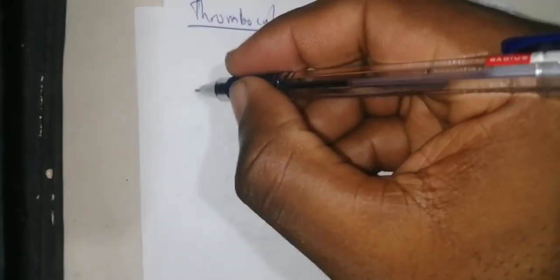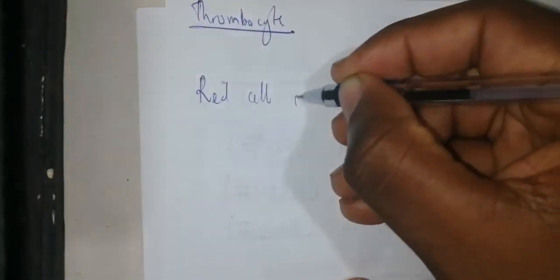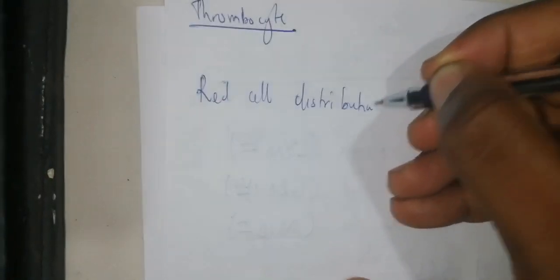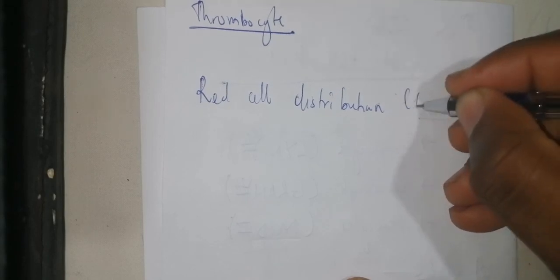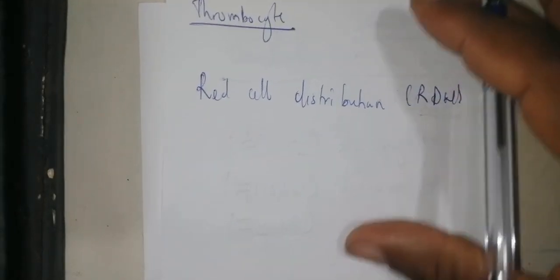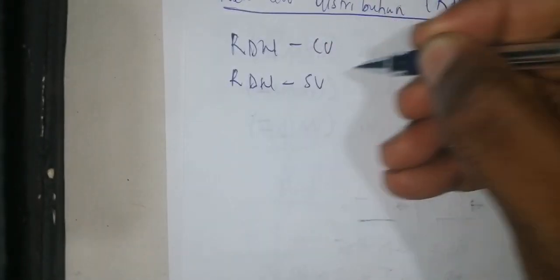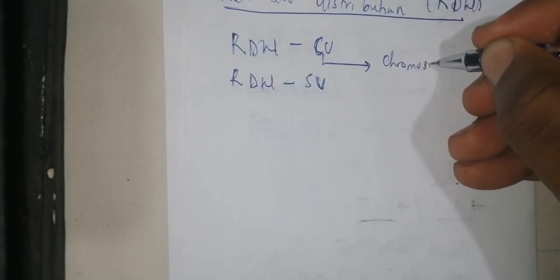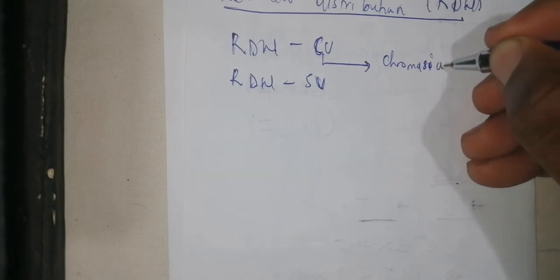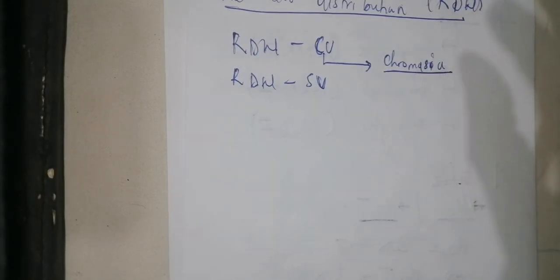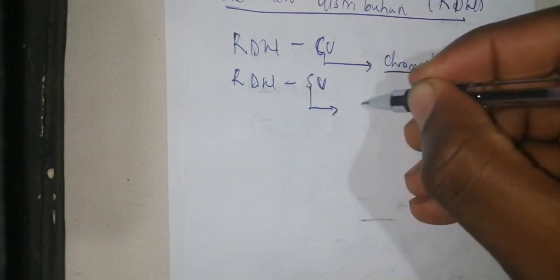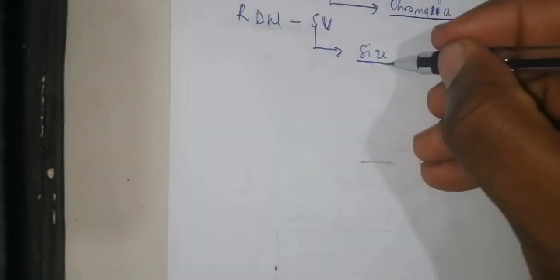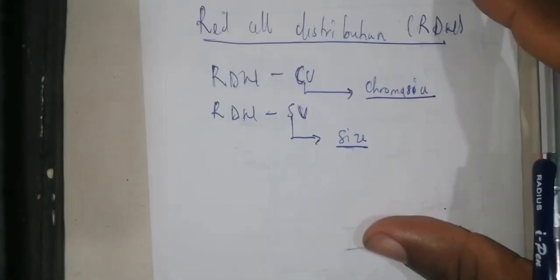After the thrombocytes, you have another part which is called the red cell distribution width, written as RDW. Now there are two: there is RDW-CV and there is RDW-SD. Now C can be guessed to be approximately equal to the chromasia, the colorization of the red blood cell, while the S is there for the size. Now the question is what does this red cell distribution width mean?